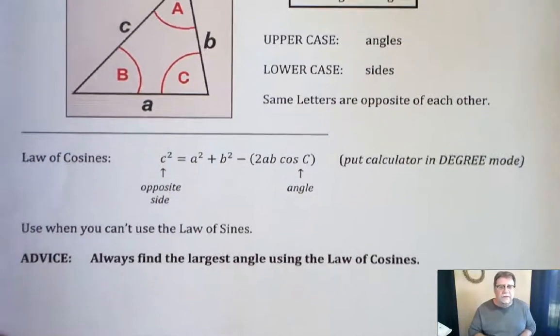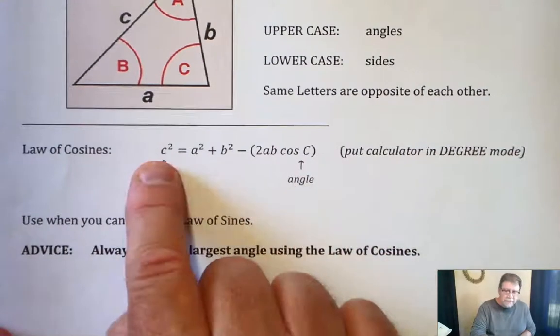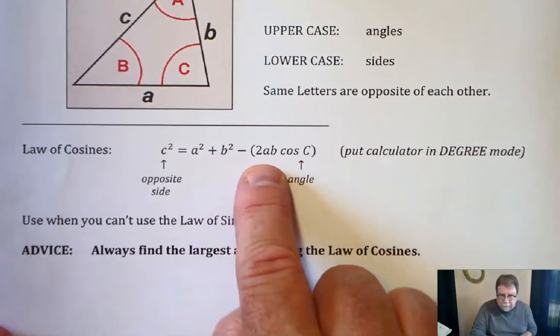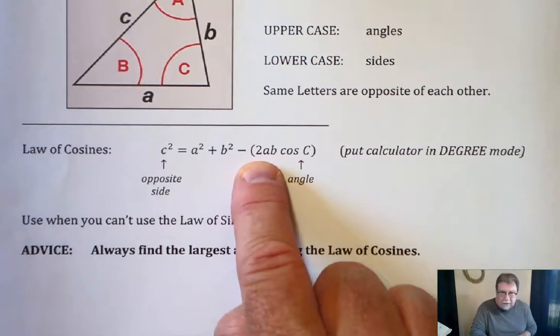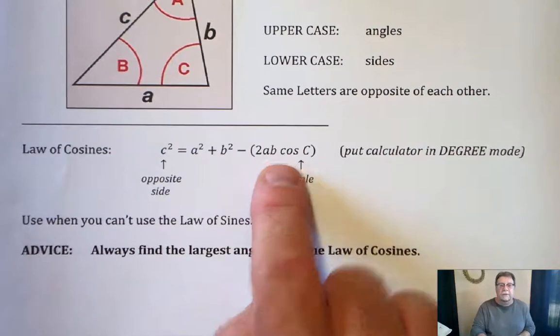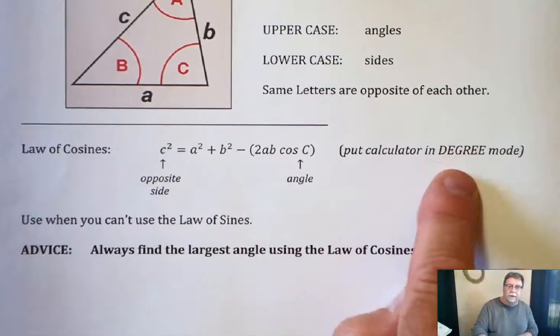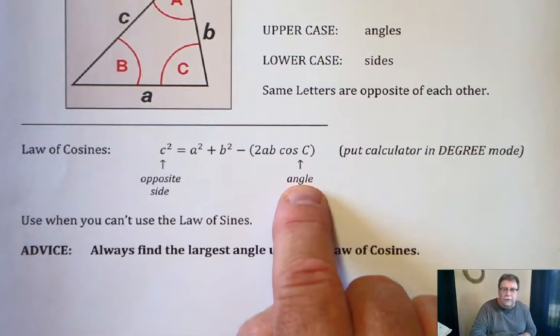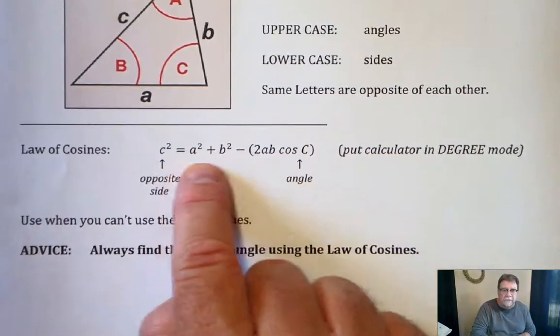The law of cosines looks like this. C squared equals A squared plus B squared minus parentheses 2AB cosine of C. Those parentheses are really, really important, and make sure you are in degree mode. The only angle in this calculation is over here with the cosine. The rest of these are sides, okay?